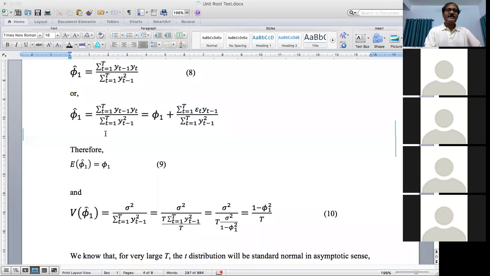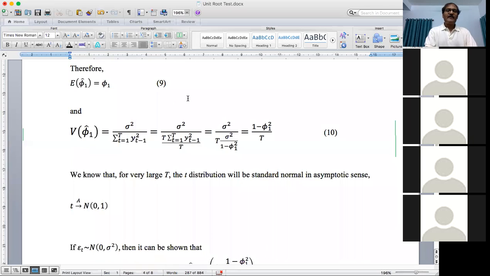If you take expectation on both sides, the expected value of phi 1 hat is equal to phi 1, because the expected value of this term is equal to 0. Because here we have epsilon t, and the expected value of epsilon t by assumption is 0. Therefore, this component is 0. So the mean value of the estimated value, the OLS estimate, is equal to phi 1. And this is also similar to the results we have in a simple linear regression model.